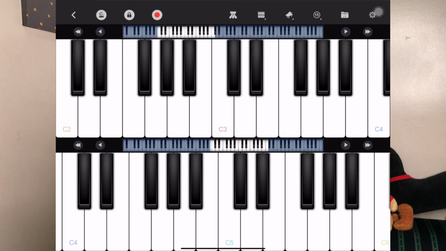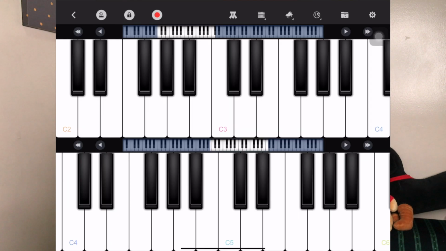If your range lands from E2 to E4, then you are most probably a bass. Now, the next one is the baritone. The baritone range is from G2 to G4. Your tenor range is from C3 to C5.